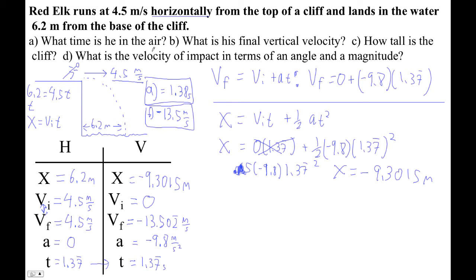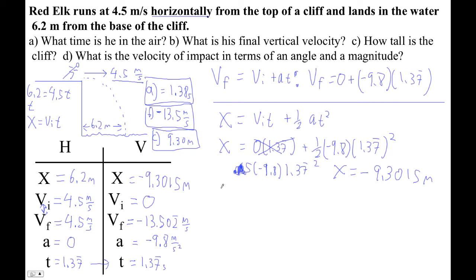Okay, C, how tall is the cliff? Well, notice how we have a negative displacement here. That's because what we're saying is that Red Elk displaces himself down 9.3 meters, right? But we wouldn't say that the cliff is negative 9.3 meters tall. We'd say that the cliff is 9.30 meters. We'd leave it as a positive number. It's meant to be sort of like how big it is, right?